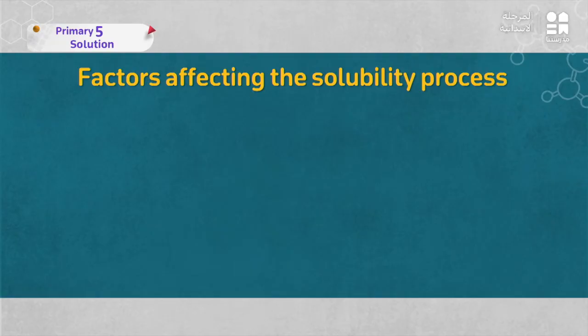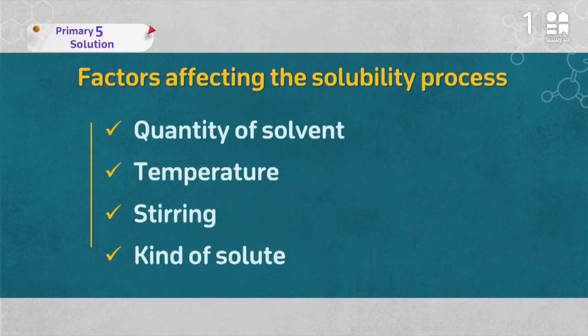إيه الحاجات اللي بتأثر على solubility process؟ إيه اللي ممكن يخلي solubility process تبقى أسرع؟ إن الحاجة يحصل لها dissolve أسرع في solvent. عندنا هنا 4 factors. Factor number 1, quantity of solvent. Factor number 2, the temperature. Factor number 3, stirring. Factor number 4, kind of solid. يعني احنا دلوقتي عندنا 4 factors. هنتكلم عن كل factor in more details to understand it. So let's begin with factor number 1, which is the quantity of solvent.